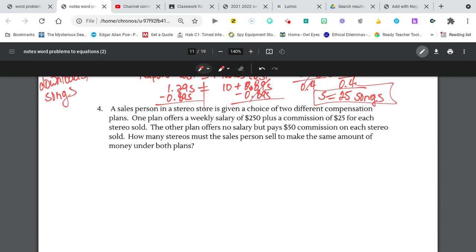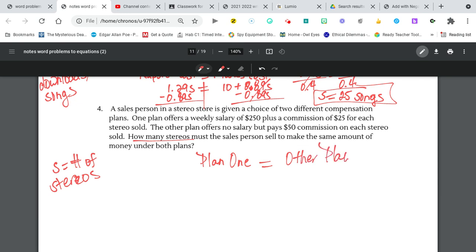So I'm going to look for a number of stereos. I'm going to do S for number of stereos. So I'm going to look for when plan 1 equals the other plan. So when does it not matter which plan I choose? Because they're going to be the same amount of money that I bring home. So let's go back up and see if we can put S somewhere.